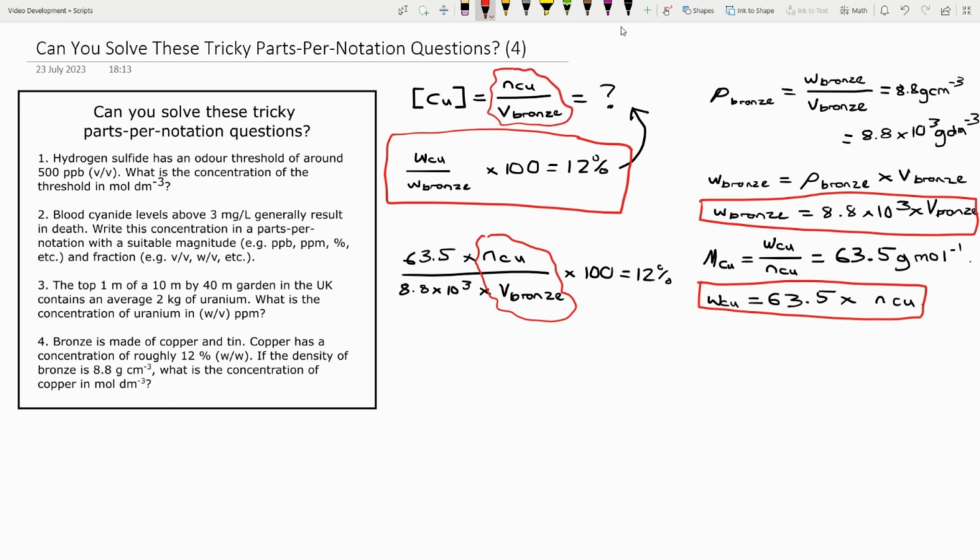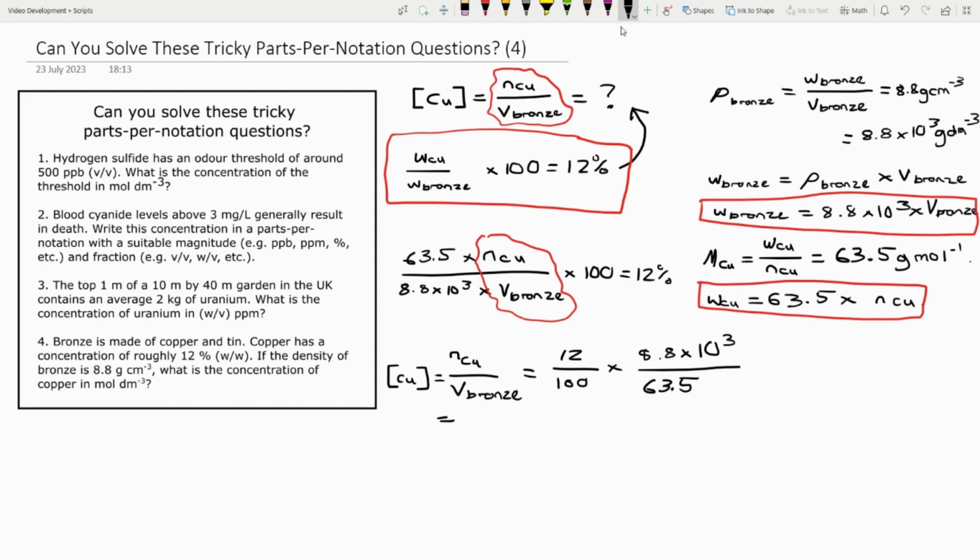So what we need to do next is rearrange the numbers in this equation so that we only have the moles of copper over the volume of bronze on the left-hand side of the equation. So that's what we're going to do. 12 divided by 100 times 8.8 times 10 to the 3 divided by 63.5 is equal to our moles of copper divided by our volume of bronze, which is equal to our concentration of copper.